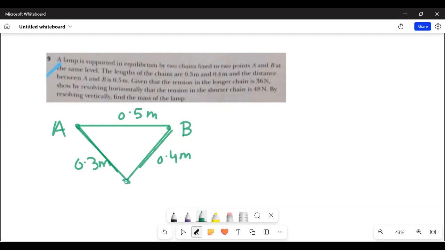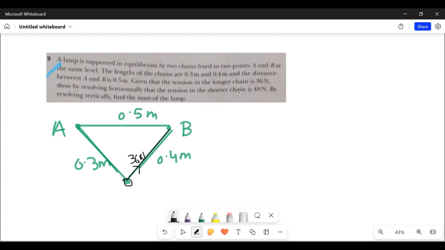Okay, and then it says that the tension in the longer chain is 36 newtons. So this is the longer chain, and the tension always faces away from the object. So here's the lamp. So the tension has to point upwards, and this is 36 newtons.